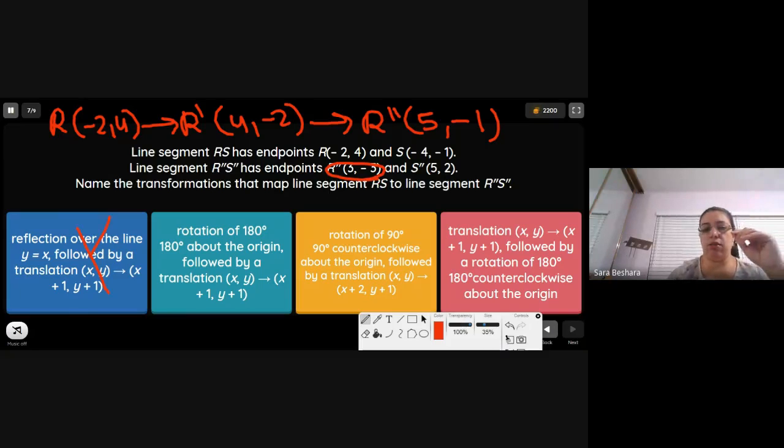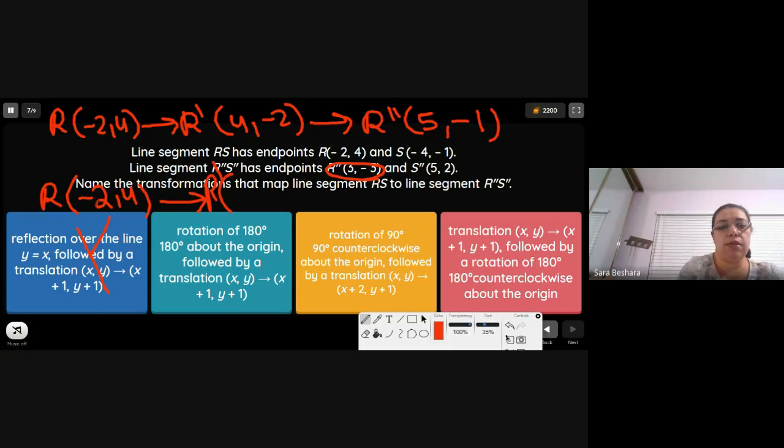And then we'll move to the next one, which is the rotation. Rotation 180 degrees means that R is -2 and 4. With a rotation of 180 degrees, you are flipping the signs with no change in the position of x and y. Meaning -2 becomes +2, and 4 becomes -4. Change in the signs only, the -x, -y.